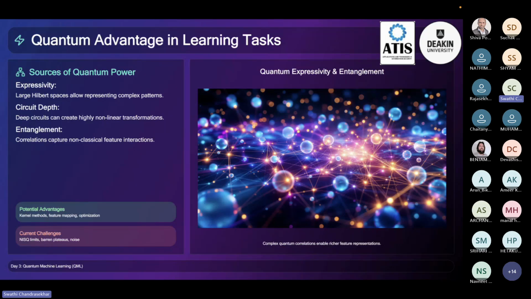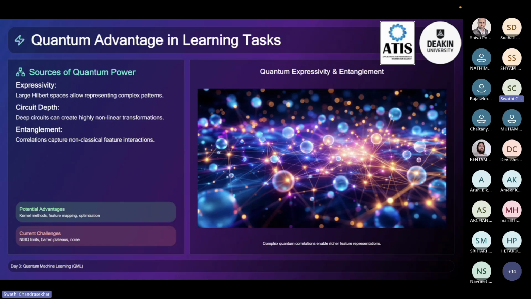Secondly, we have circuit depth. By stacking many layers of gates, much like stacking layers in a deep neural network, quantum circuits can create very complicated, highly nonlinear transformations of input features. Depth gives them compositional power. Simple gates combine to create sophisticated operations.